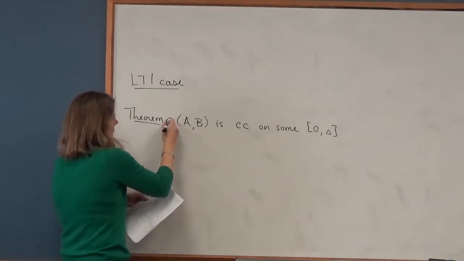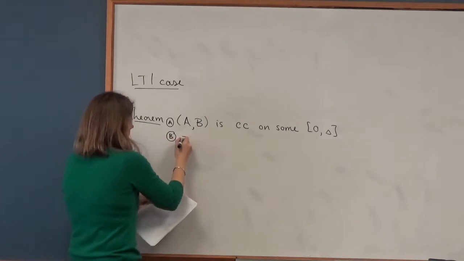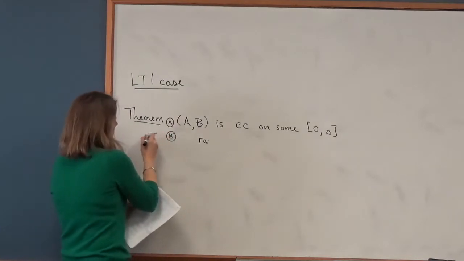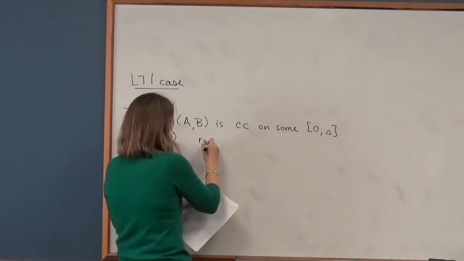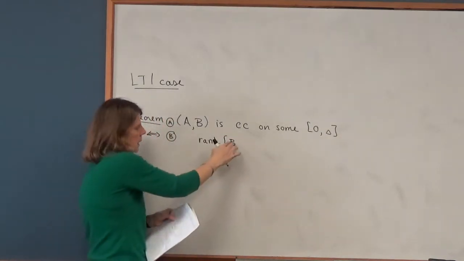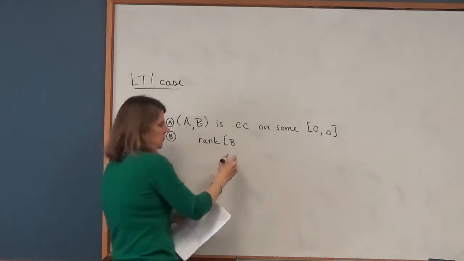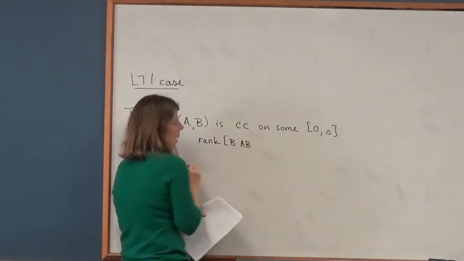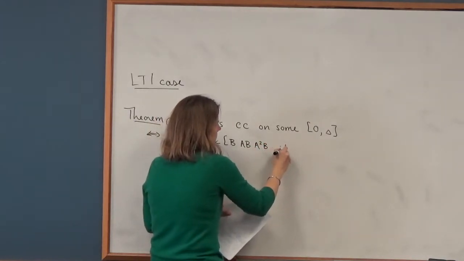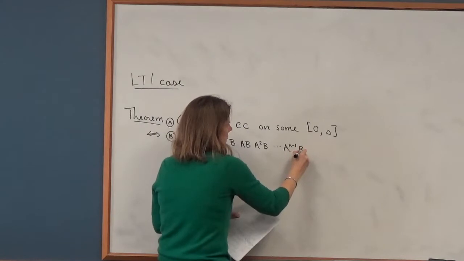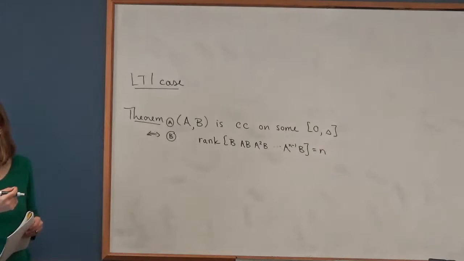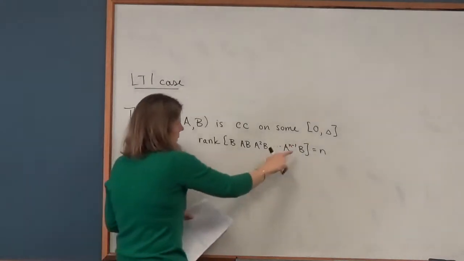So that's statement A. That's equivalent to statement B, which says that the rank of this matrix, which I'm going to form by its columns, is n. The first ni columns are B. The next ni columns are the matrix product AB, and so on, A squared B up to A to the n minus 1 B. That has rank n. All right, this is a system in Rn. Okay, so that's a matrix.